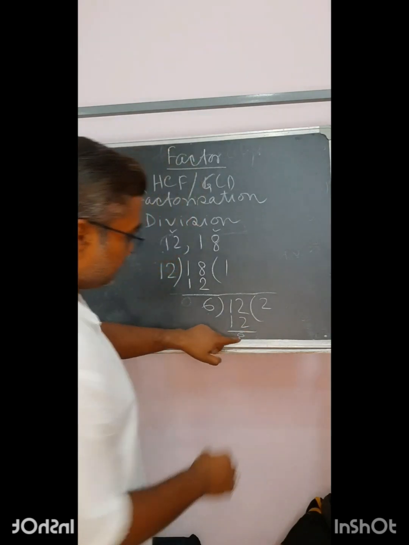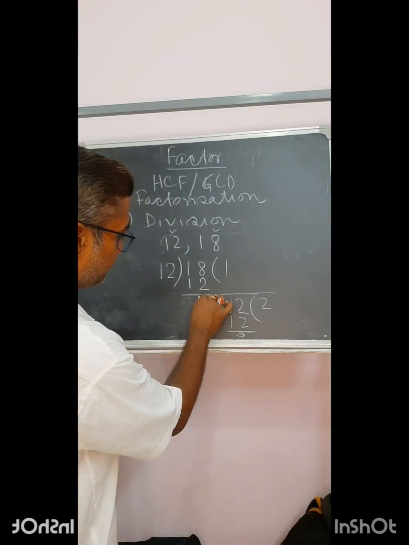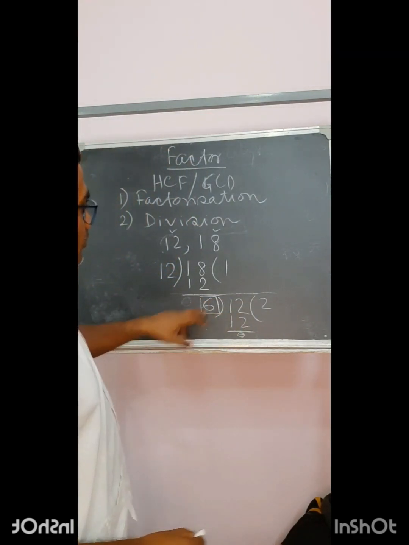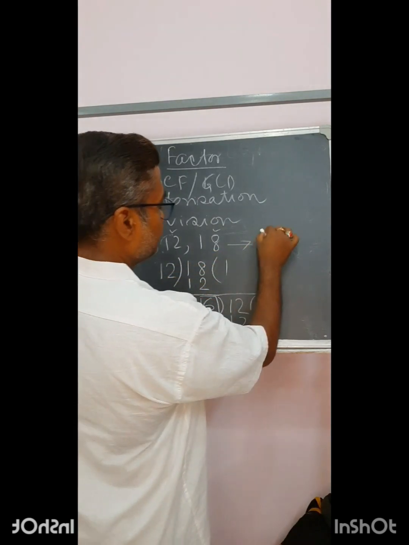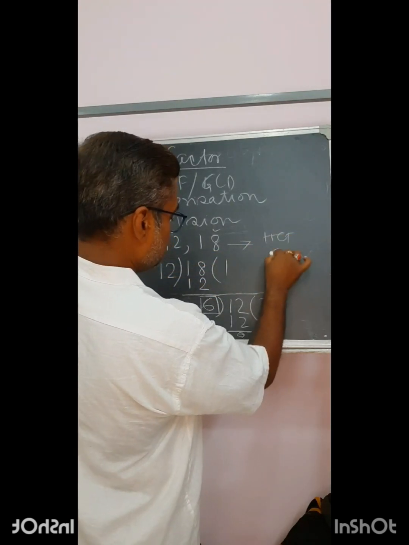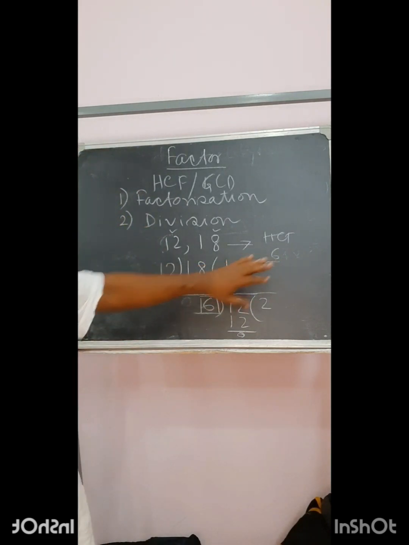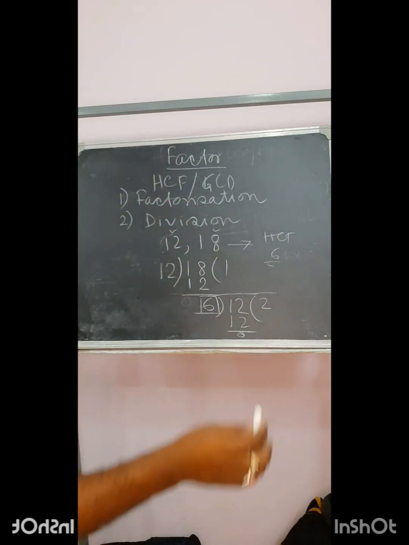Now if it ends here, then whatever the last dividend I get will be the answer for this HCF. HCF would be 6. So this is the method of division by which I can get HCF.